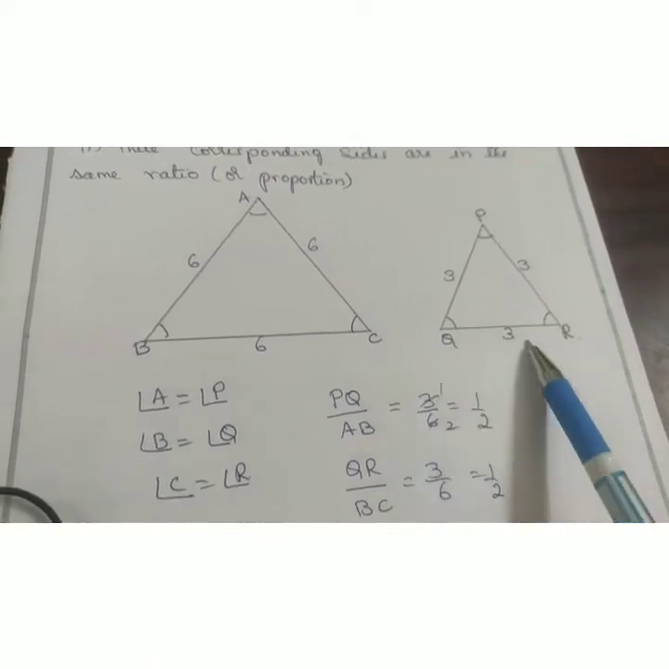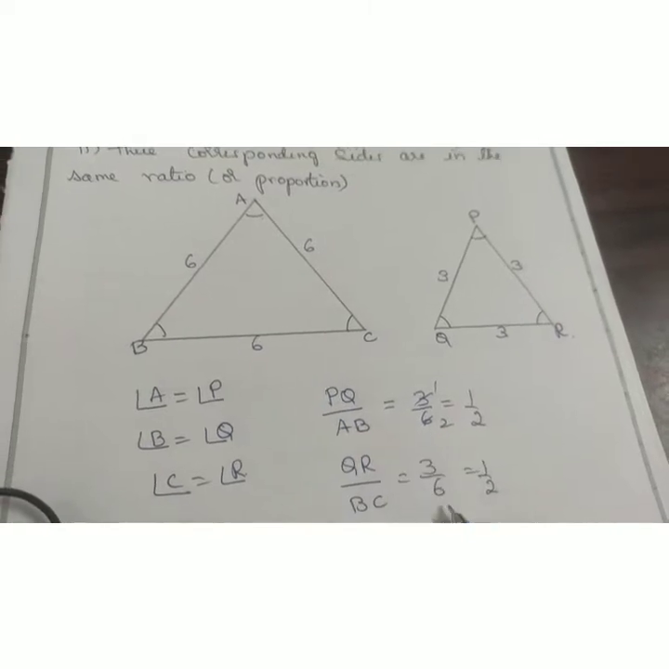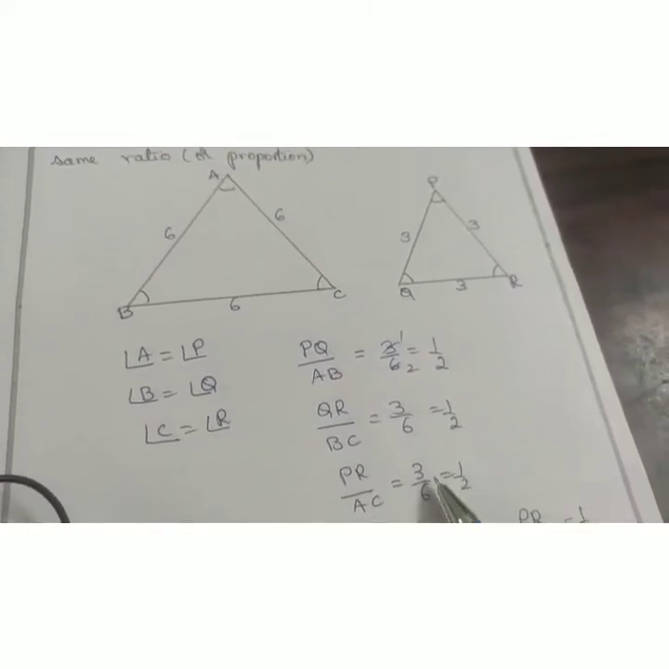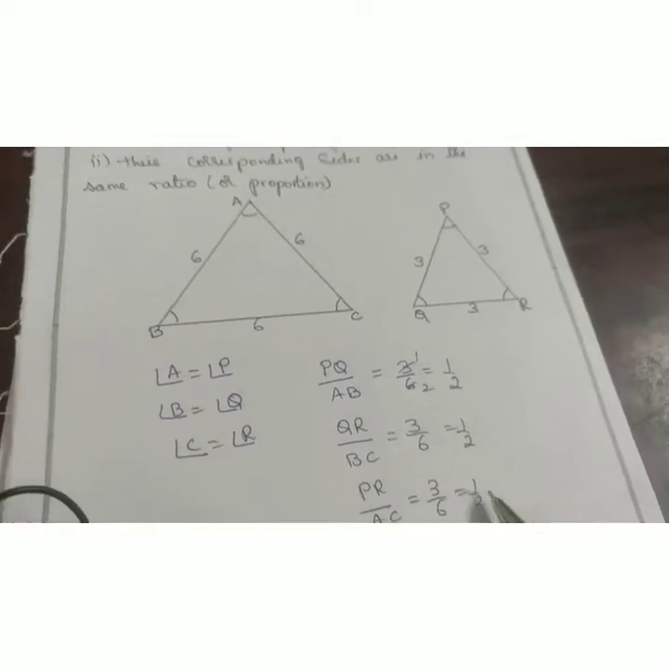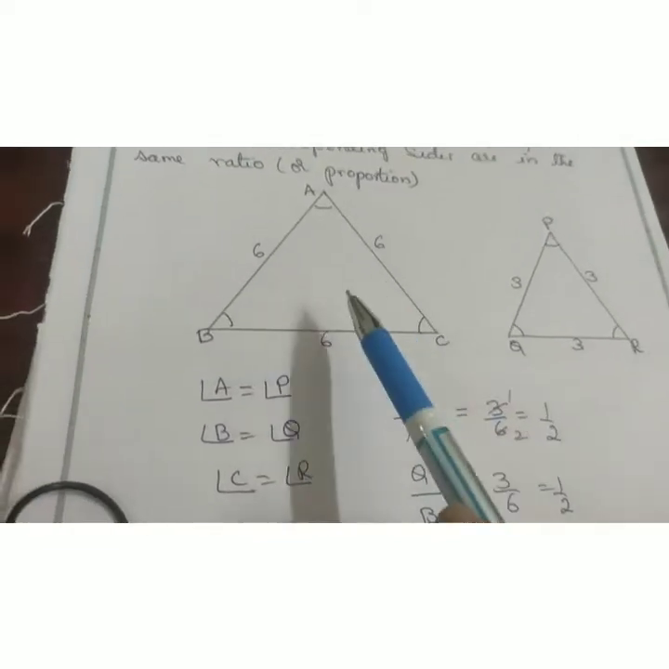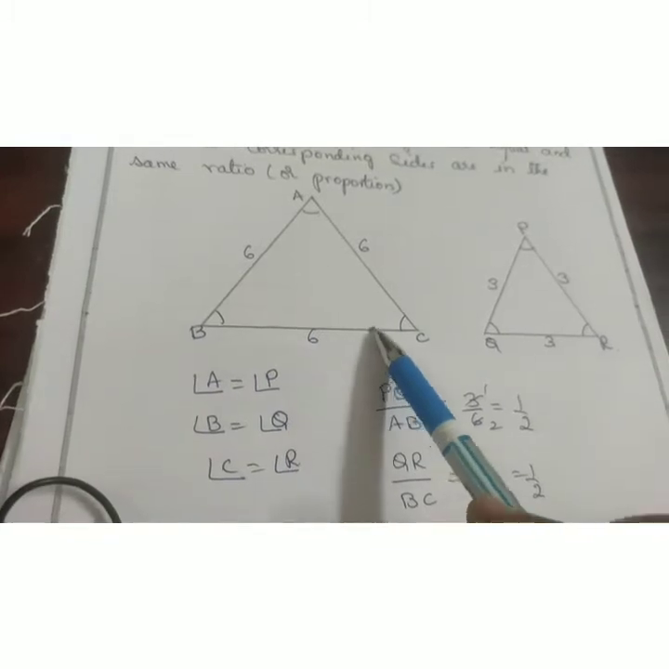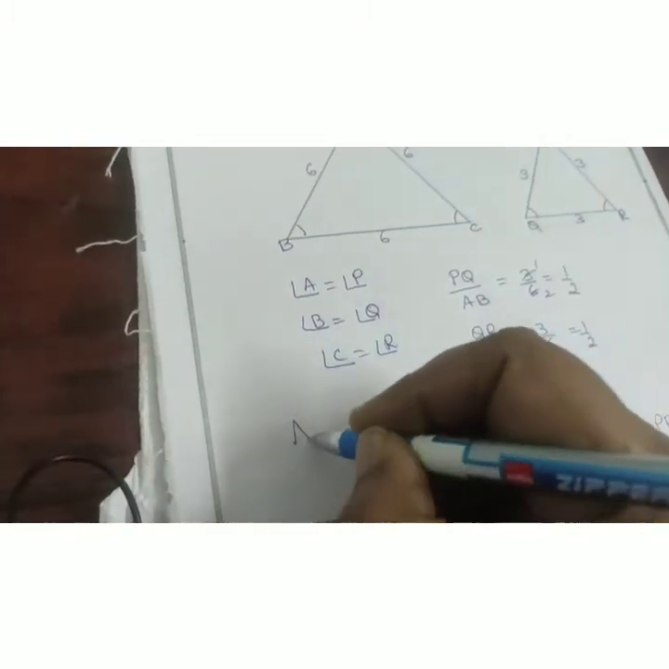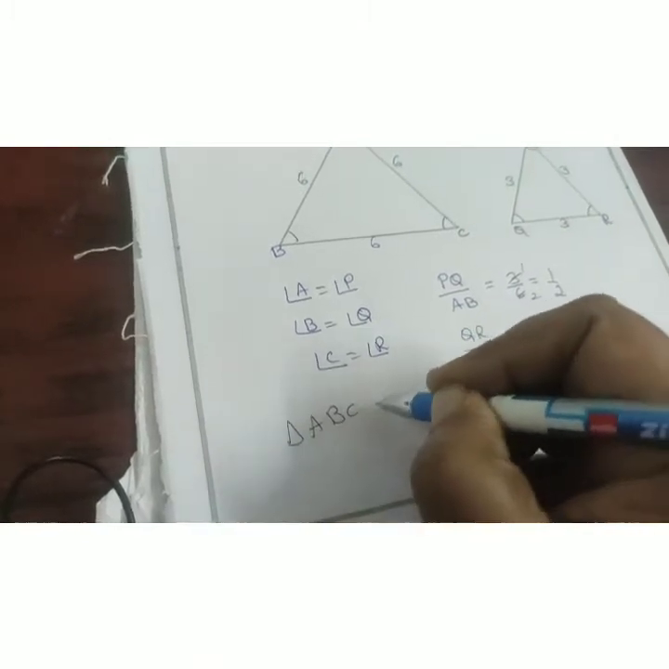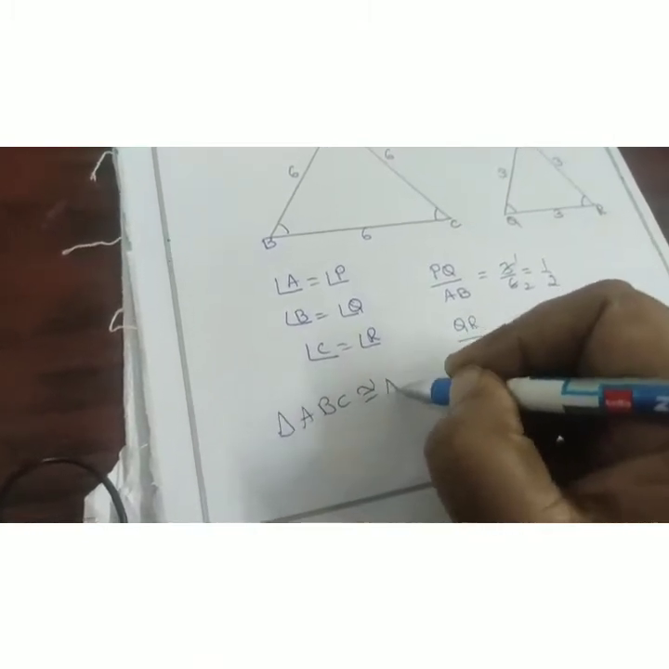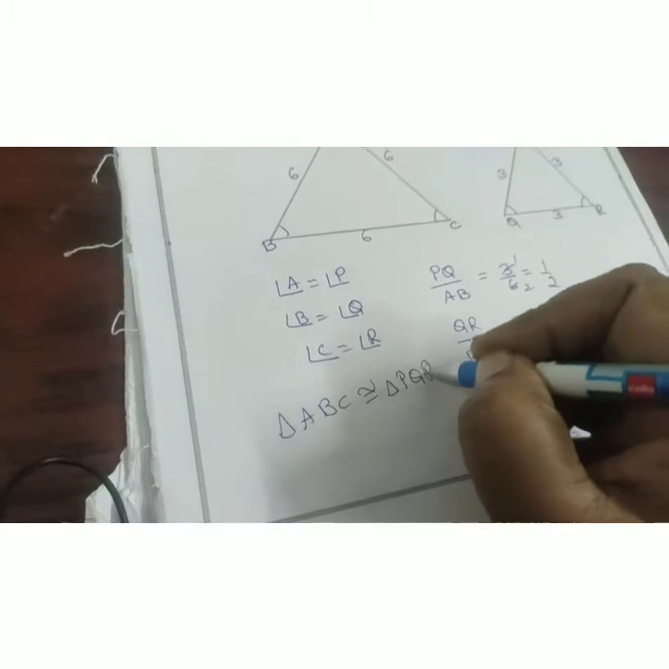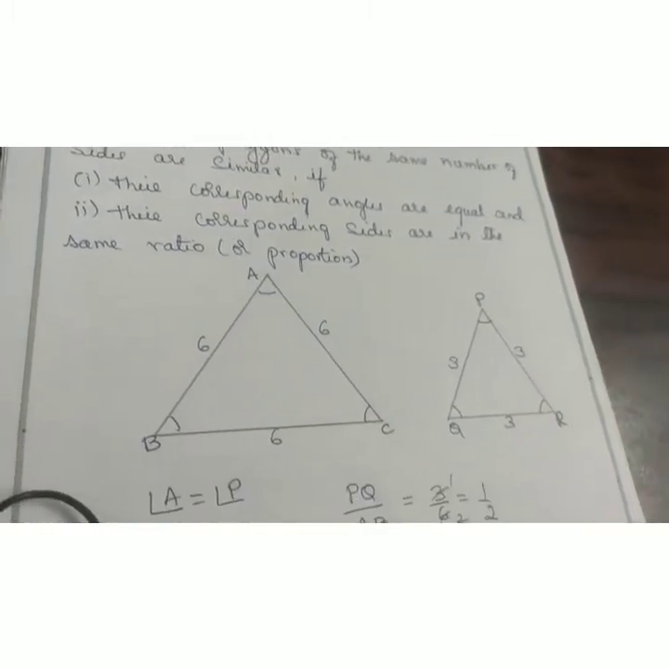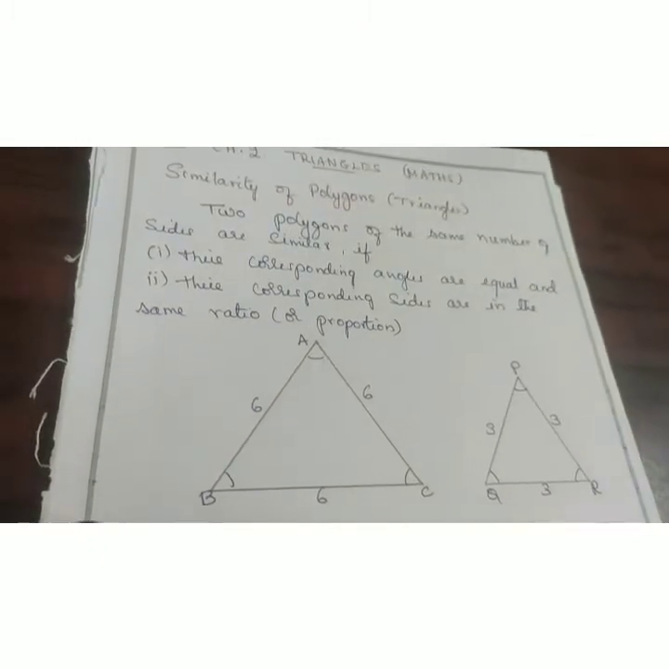Similarly, QR by BC is equal to 3 by 6, that is 1 by 2. Similarly, PR by AC is equal to 3 by 6, that is 1 by 2. So then we can say that triangle ABC is similar to triangle PQR. So how are we going to write it? Triangle ABC is similar to triangle PQR. We are dealing with the similarity of the polygons, children. Don't confuse with the congruency.